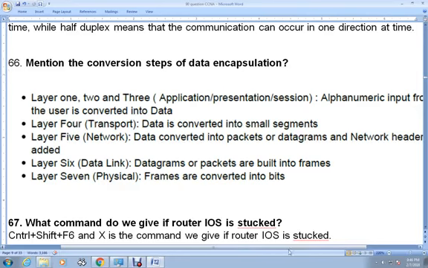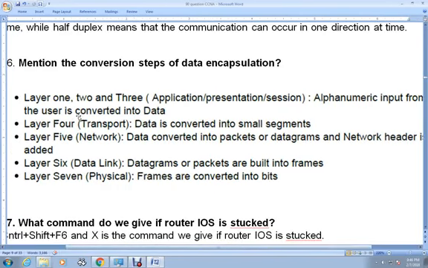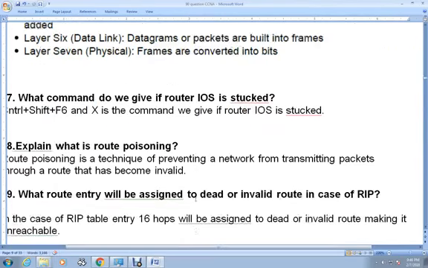Alphanumeric input from the user is converted into data. This is the step, you can say. I will tell you in a couple of videos here. It's not clear, I think. I have taken the image for example.